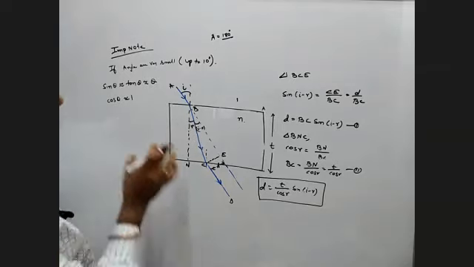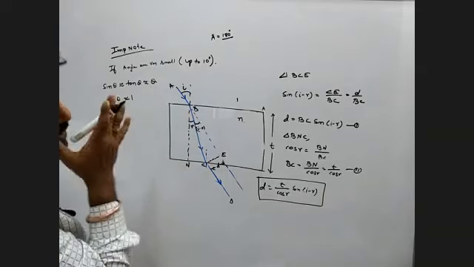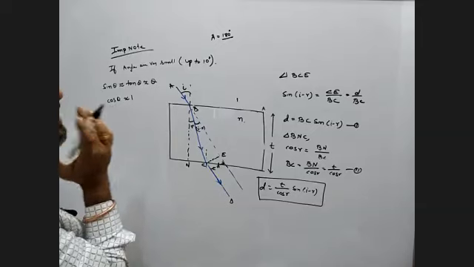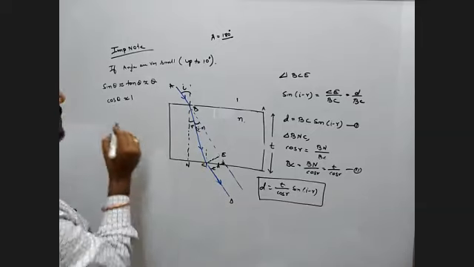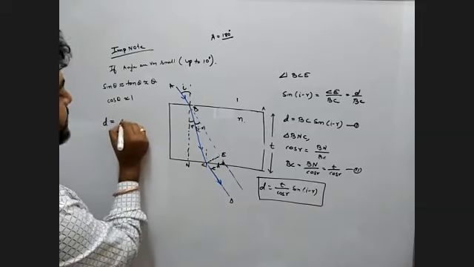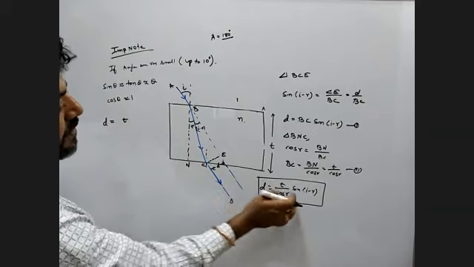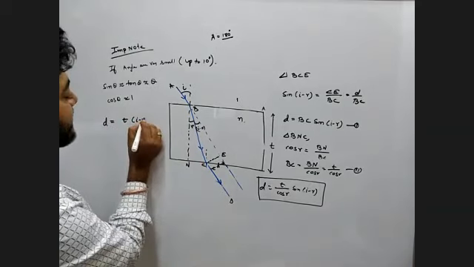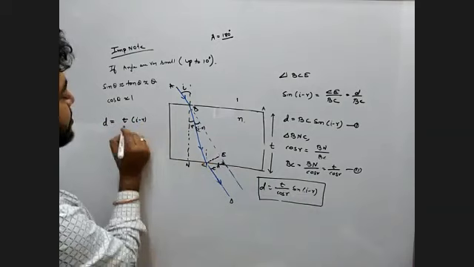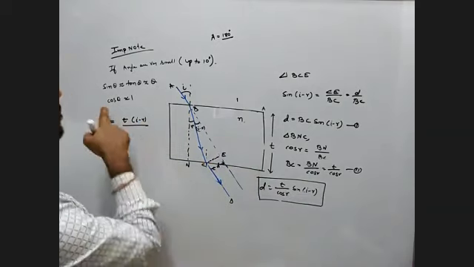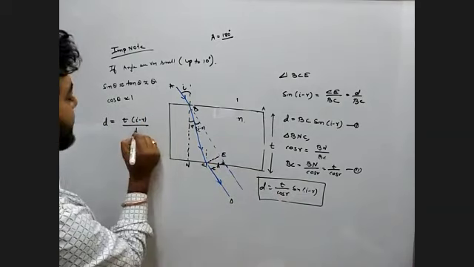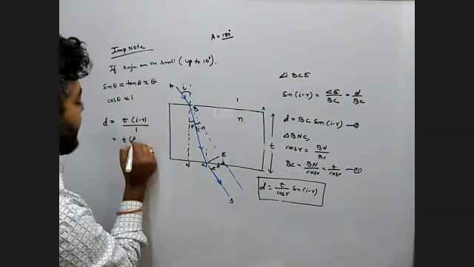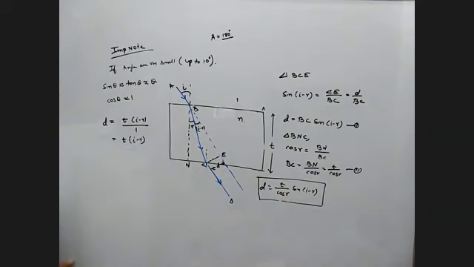Now, as the angle is very small, and in light there are many cases where the angle is very small, D is T sine of I minus R by cos R, and cos R is 1. So you have D equals T times (I minus R).